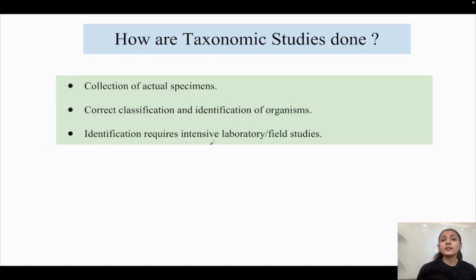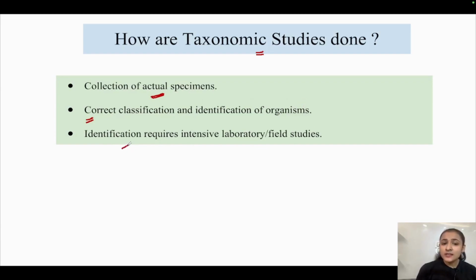Now, how are these taxonomic studies done? You must be wondering. First of all, the actual specimens need to be collected. The beginning of any taxonomic study is to first collect the specimen. Then after collecting the specimen, their identification and classification needs to be done correctly. So correct classification and identification of organisms is the next step.